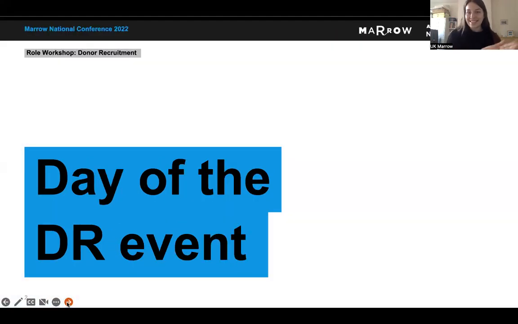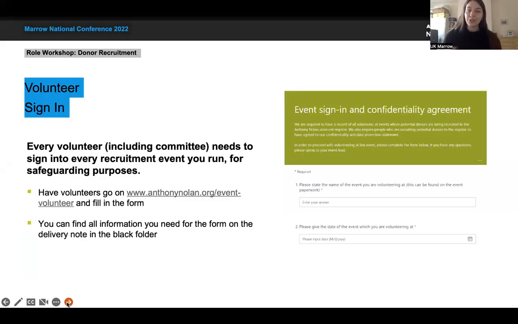Right, but let's get started. So say you turn up at a recruitment event, and the table's already set up. What do you need to do? First thing you do is you sign into the event. So hopefully at your event, you should have a black folder available, and that black folder has a whole lot of really helpful information in it. But most importantly, you open it up and you should be able to find the anthonynolan.org/event volunteer link somewhere, and open that up.